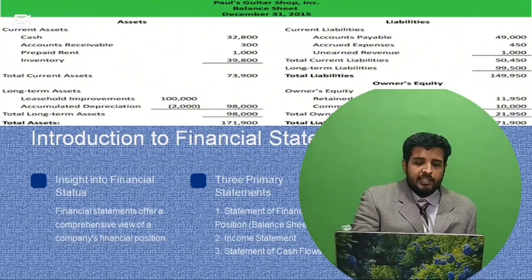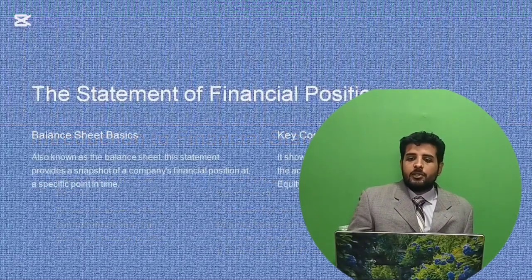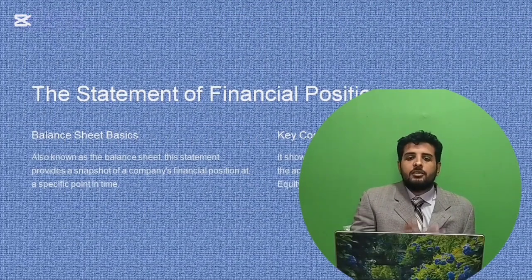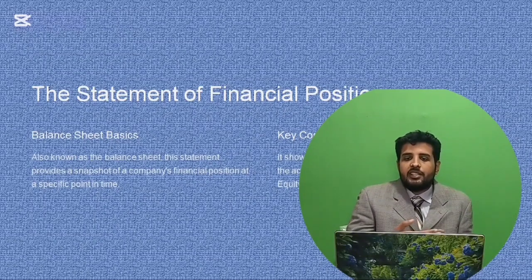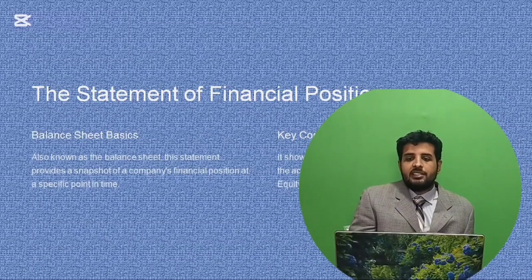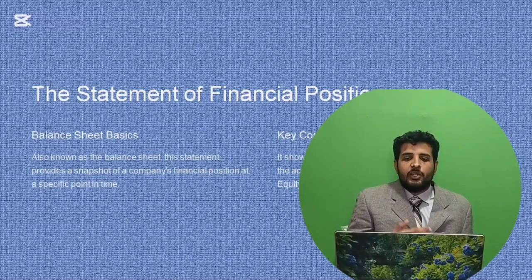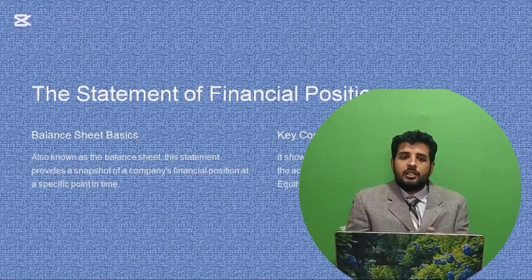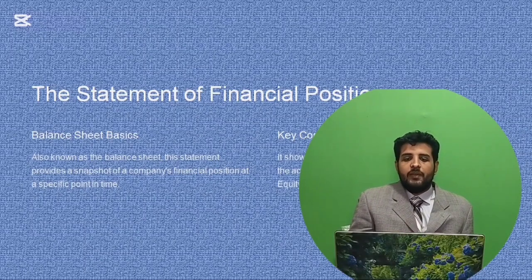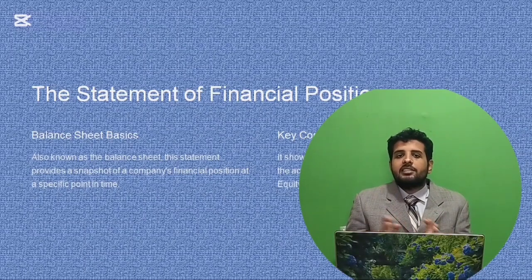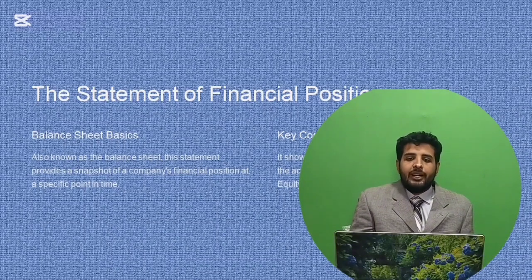Now let's move on to the next slide, which is about the statement of financial position, balance sheet, as I have told you earlier. The balance sheet provides a snapshot of a company's financial position at a specific time period. It reflects the fundamental accounting equation: assets equal liabilities plus owner's equity. Both of these sides remain in balance. That is why it is called balance sheet.